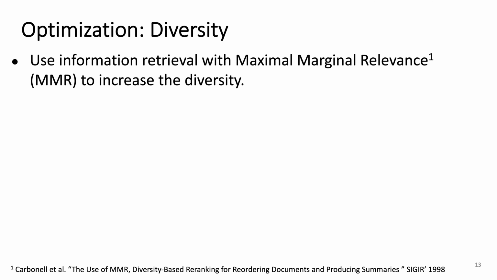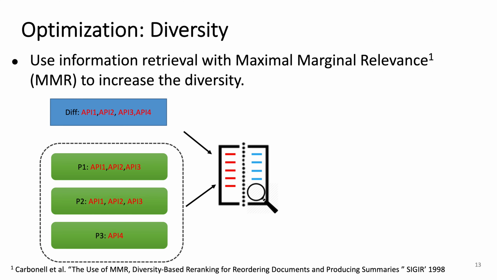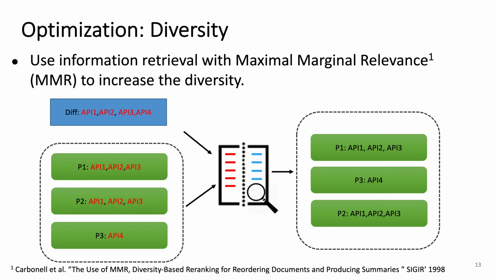For the first optimization, diversity, we use information retrieval with MMR to increase the diversity. MMR is an algorithm which can solve the diversity issue to improve IR performance. We still have a diff that includes 4 changed APIs, and we have P1, P2, and P3. P1 and P2 share the same API use and they are most relevant to this diff. If we use traditional IR, then P1 and P2 would have a higher rank. But because they share the same API use, the bug behind them might be the same. So after MMR with IR, our execution order would be P1, P3, and P2. Then we can detect different types of BBI bugs earlier.